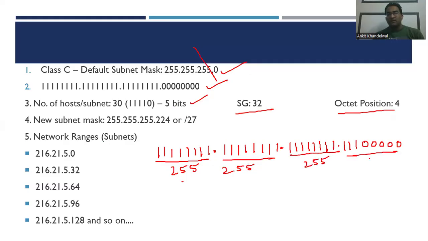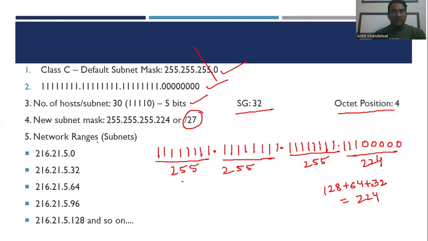And this number is 224. Why? Because 128 plus 64 plus 32. This is 2 to the power 5, 32, 64, and 2 to the power 7, 128, which comes out to be equal to 224. So how many ones are there? There are total 27 ones. That's why /27.